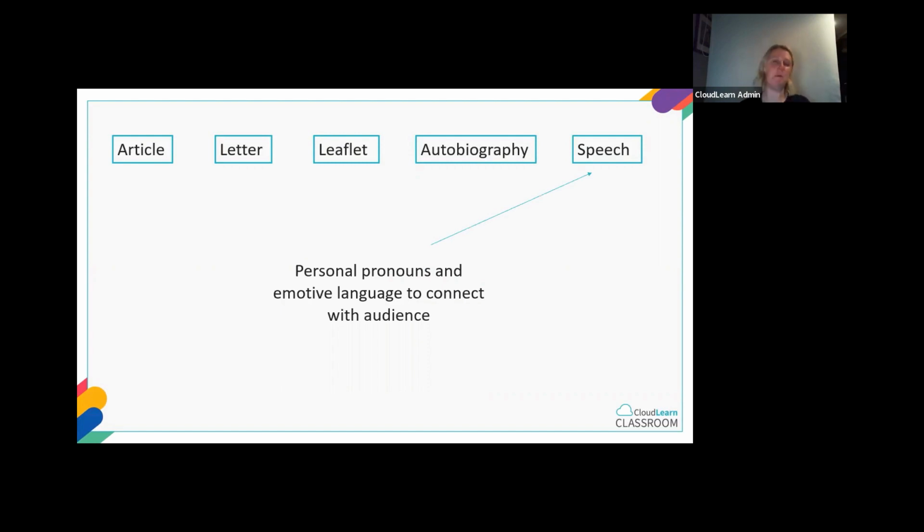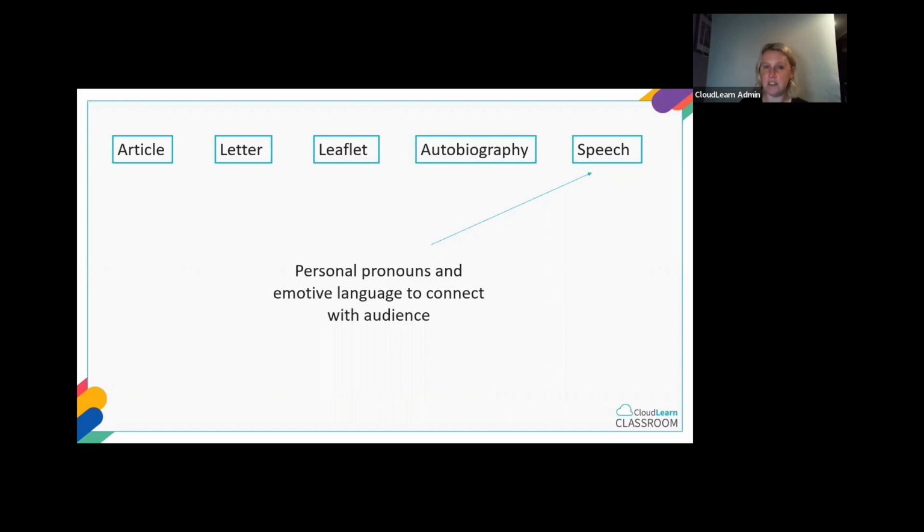The use of we and you and us and me makes the speaker feel more human, makes them relate to you. Emotive language to connect, because when you've not got written work, when you're hearing it and it's going past very quickly, if you don't connect with that audience, you've lost them, because they're bored and they're not listening.